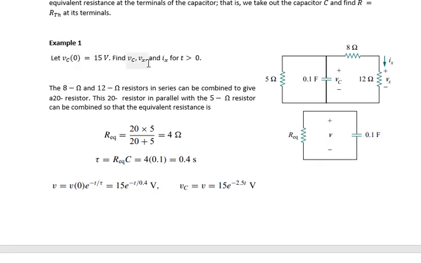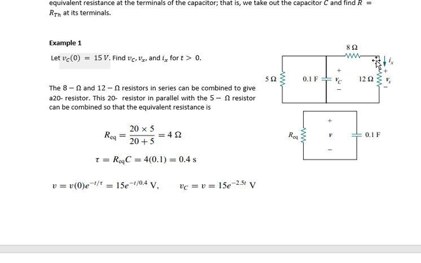So example number one: let VC of 0 equal 15 volts. Then find VC, Vx, and Ix for t greater than 0. What do you mean by this? This is the voltage of the capacitor at time t equals 0, so it is equal to 15 volts. Then you are asked to find VC, Vx, and Ix at t greater than 0. So this is our circuit. The 8 ohm and 12 ohm resistors in series can be combined to give a 20 ohm resistor.